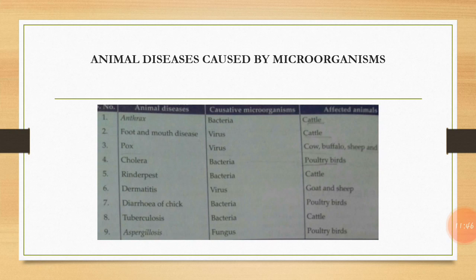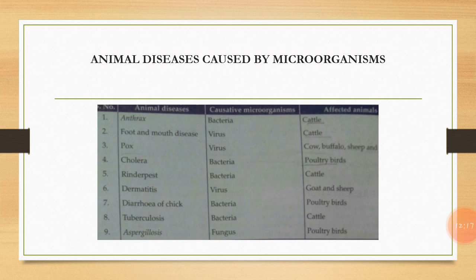Anthrax. This anthrax is a type of disease that is mainly caused by bacteria in animals, and the affected animals are mainly cattle. Next one is foot and mouth disease. This is caused by a virus, and the affected animals are mainly cattle. Pox. Pox is also caused by a virus, and the affected animals are cow, buffalo, sheep, and goat. Cholera. Cholera is caused by bacteria, and the affected animals are poultry, birds.